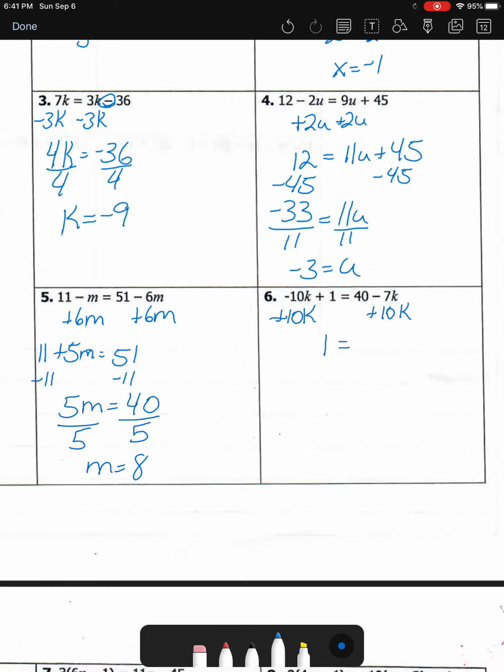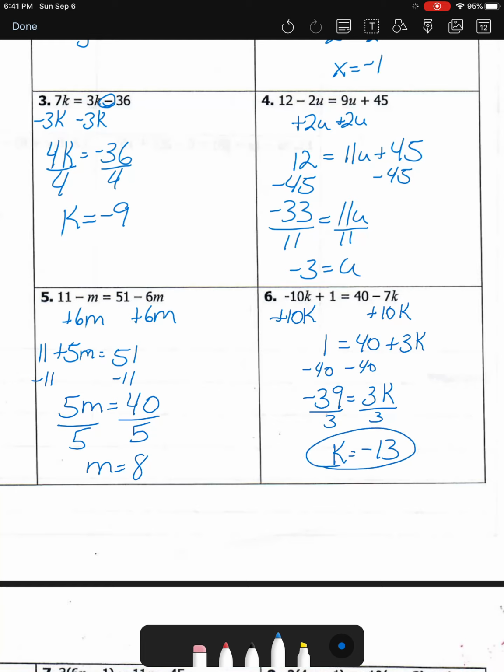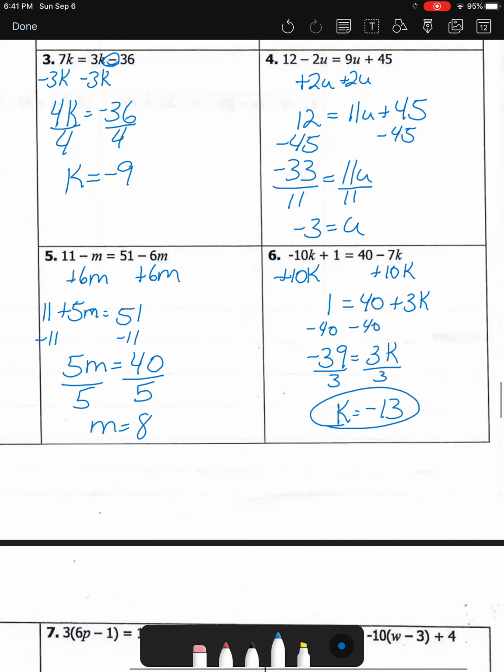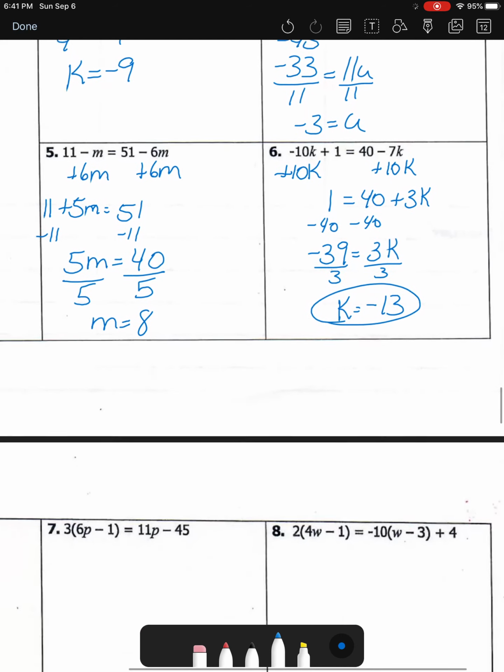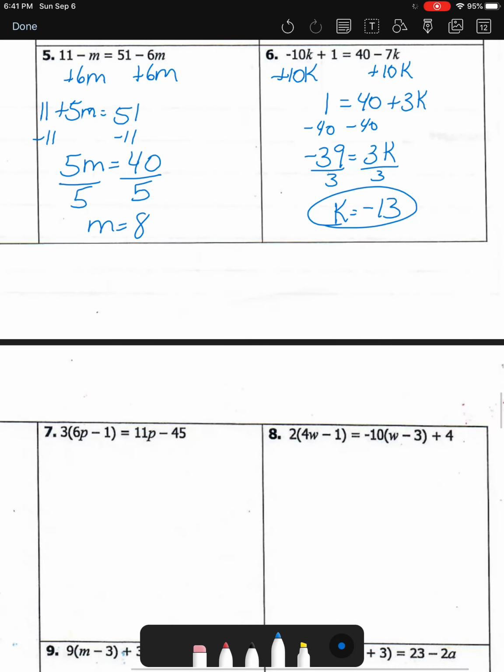So 1 is equal to 40 plus 3k. We're going to subtract that 40 over to get negative 39 is equal to 3k. We're going to divide the 3 out of there and find out that k is equal to negative 13. And do notice on this one, I know that I had the variable on the right and I switched it in my answer. I wrote the variable on the left. That's going to be irrelevant. We can always use the symmetric property and flip that over. Okay, so that's where we stand on that one, and we'll move on to the next page.